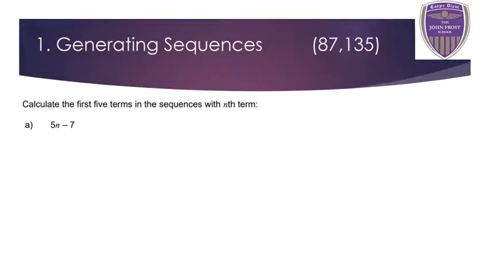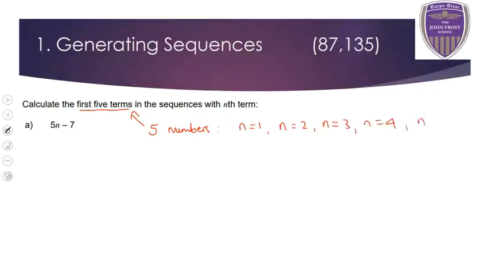Generating sequences. I won't spend too long on the ones that we've already gone through, but I know some people missed the lesson as well. So this says calculate the first 5 terms in the sequence with the nth term 5n minus 7. Right, so we just need to remember first 5 terms means the first 5 numbers, and all those numbers is going to be the answers to when n equals 1, n equals 2, n equals 3, n equals 4, and n equals 5.